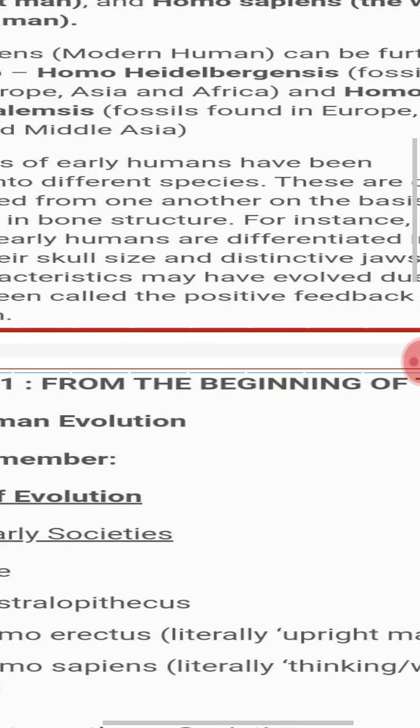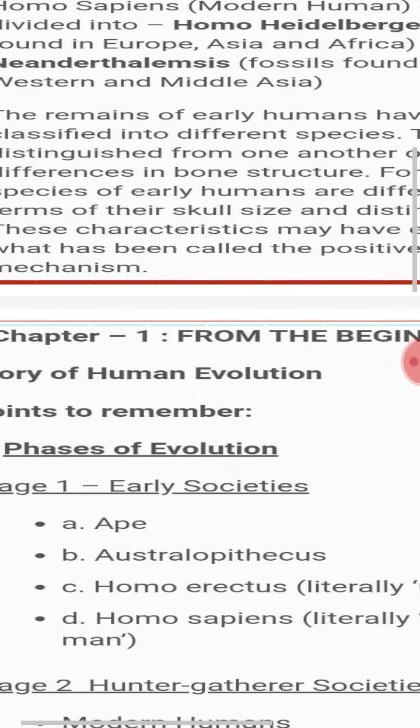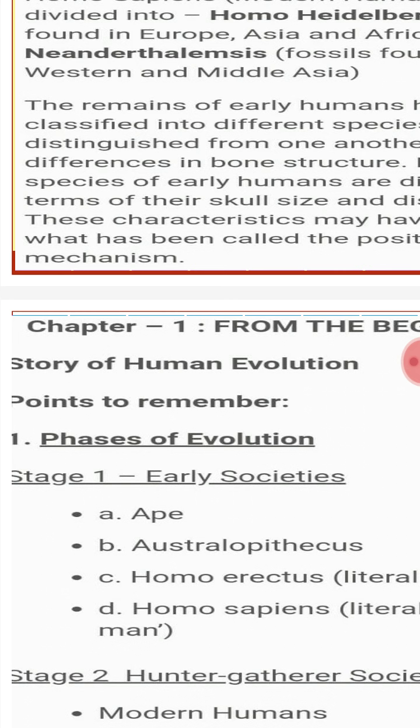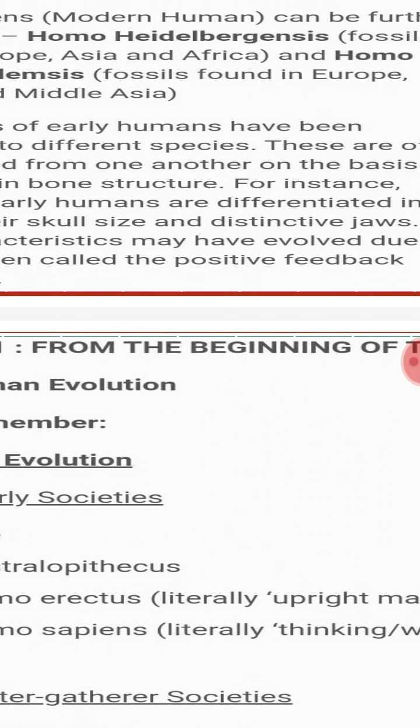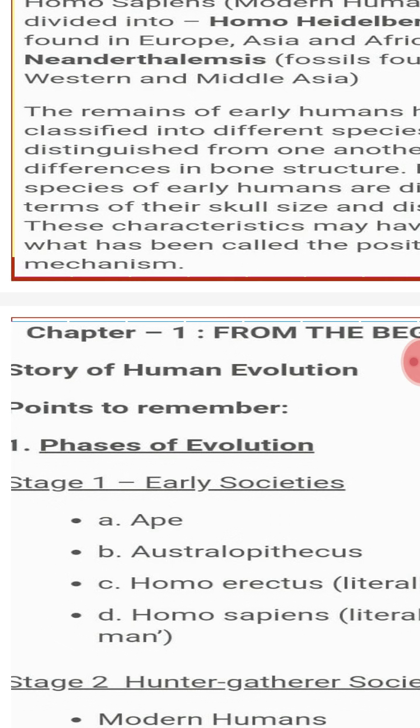These characteristics may have evolved due to what has been called the positive feedback mechanism. With the passage of time, the size of the skull, the size of the jaw, and the posture of man change. We can further classify these fossils into different categories.